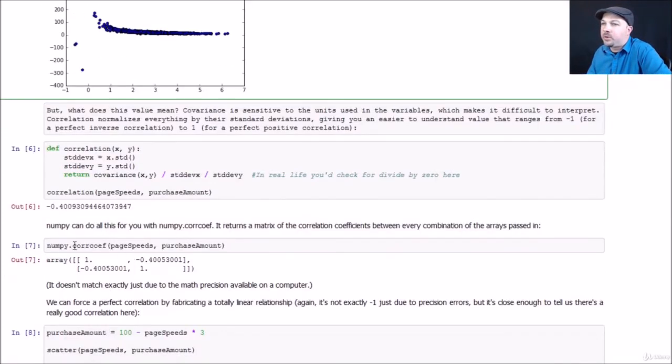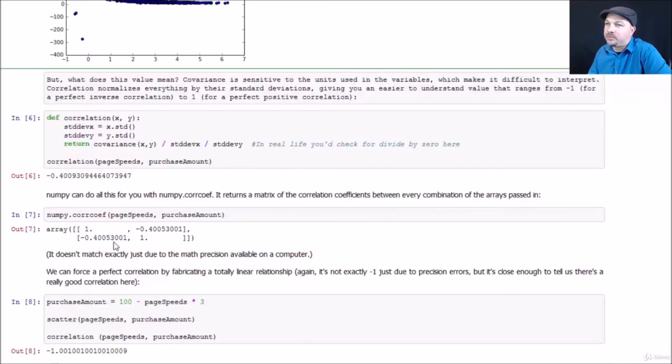Now NumPy can actually compute correlation for you using the corrcoef function. So if we wanted to do this the easy way, we could just say numpy.corrcoef, page speeds, purchase amount. And what that gives you back is an array that gives you the correlation between every possible combination of the sets of data that you pass in. So the way to read this is the 1 implies there is a perfect correlation between comparing page speeds to itself and purchase amount to itself, which is expected. But when you start comparing page speed to purchase amount or purchase amount to page speed, you end up with this negative 0.4005 value, which is roughly what we got when we did it the hard way. There are going to be little precision errors, but that's not really important.